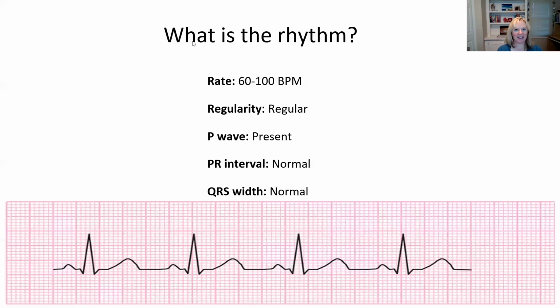Okay, yeah, this is a sinus rhythm. So we'd have to actually march it out to see what the actual rate is, but we know it's sinus because we have a what wave? We have a what wave? Yes, P wave, exactly. Good job, you guys.